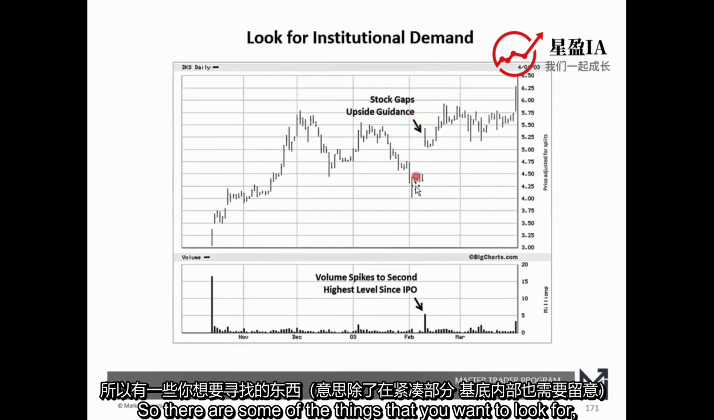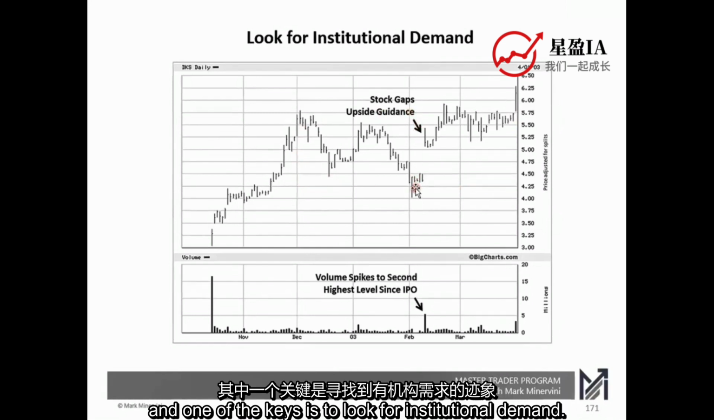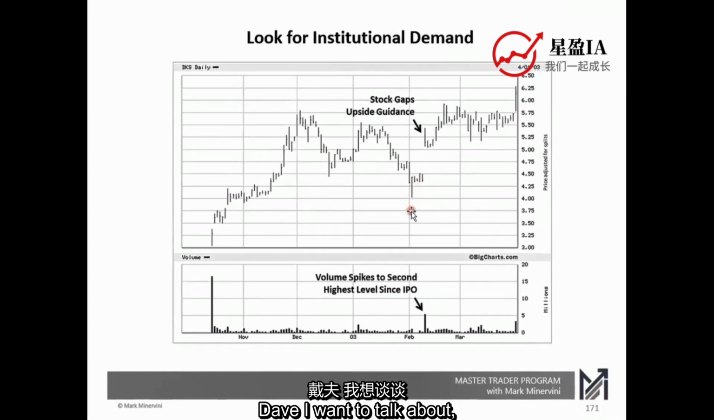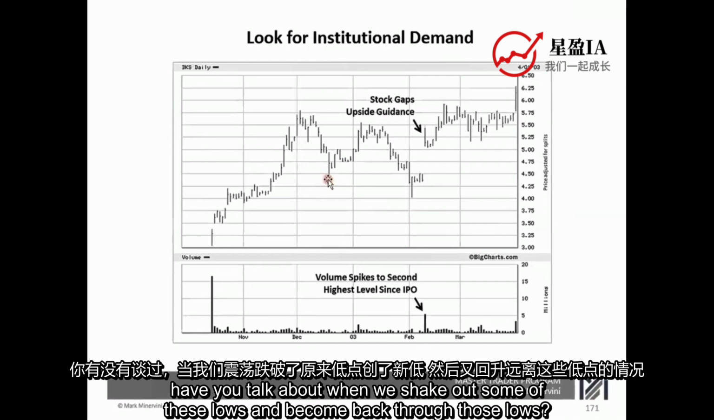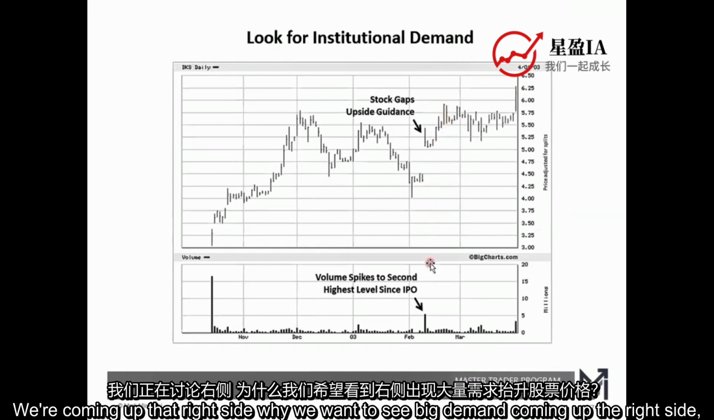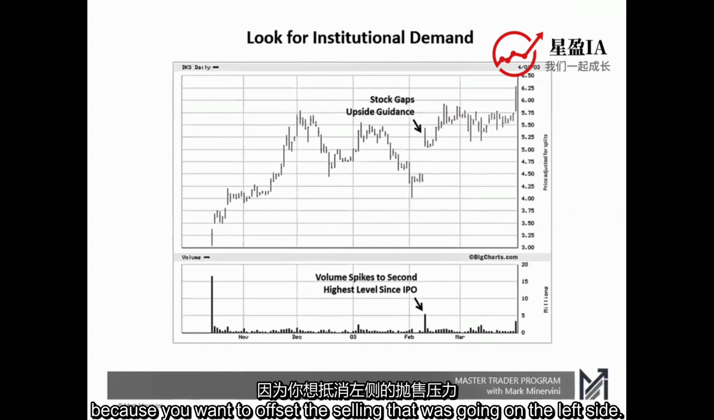So there are some of the things that you want to look for, and one of the keys is to look for institutional demand. And Dave, I want to have you talk about when we shake out some of these lows and we come back through those lows and we're coming up that right side, why we want to see big demand coming up the right side. Well, because you want to offset the selling that was going on the left side.